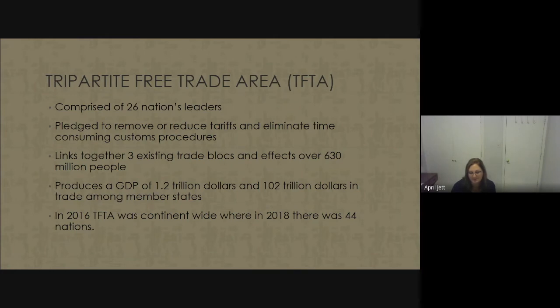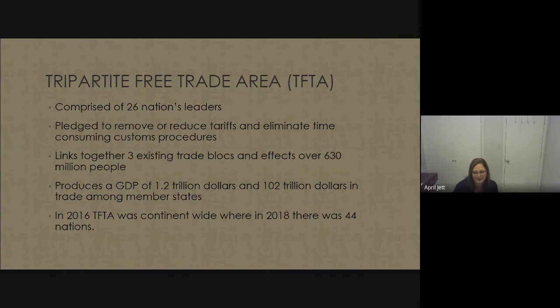With this agreement, there was a pledge to remove and reduce tariffs and eliminate time-consuming custom procedures, and it's also seen a steady increase in exports ranging from 2.3 billion in 1994 to 36 billion in 2014. Because of the TFTA, there's a GDP of 1.3 trillion and 102 trillion in trade among member states, covering an area that's actually twice as large as China.